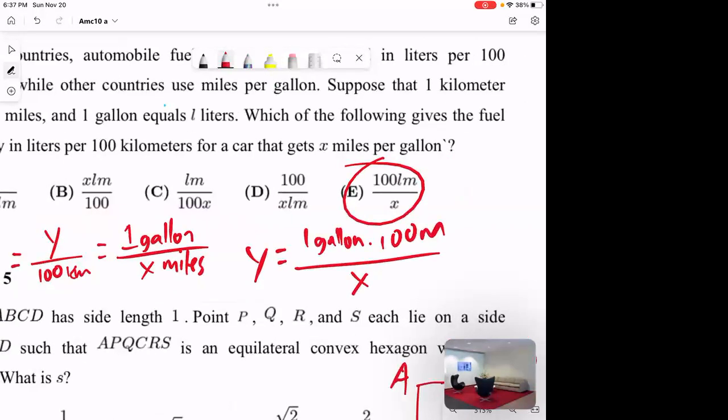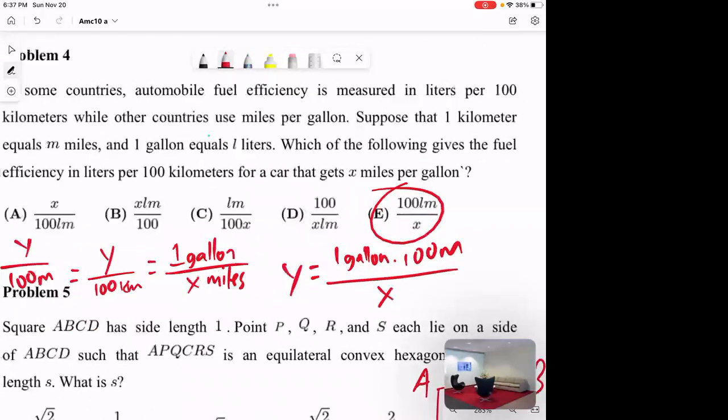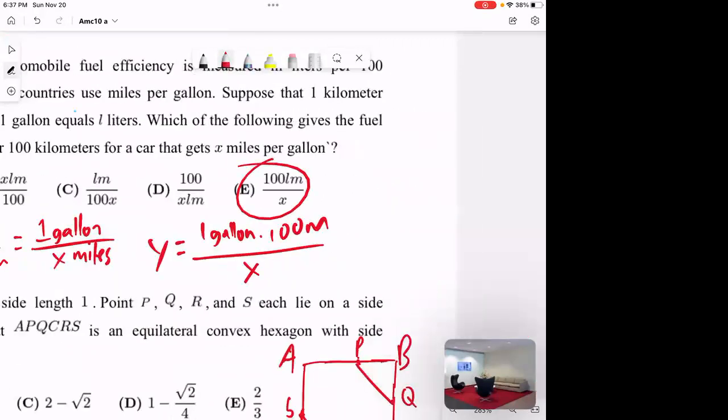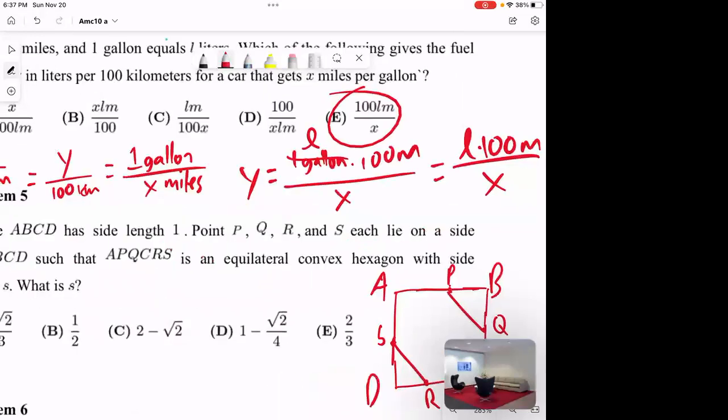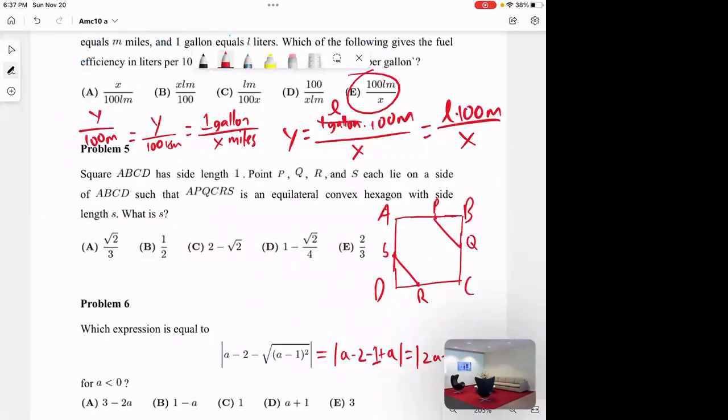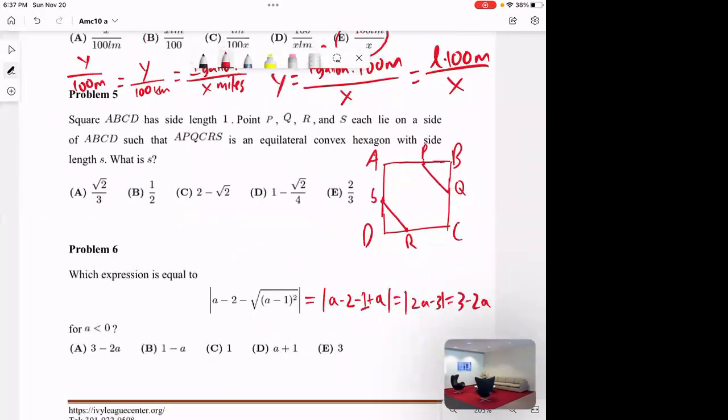Now we also want this in terms of liters instead of gallons, right? 1 gallon is equal to L liters. So we can replace this 1 gallon with liters. So Y is equal to L times 100 M over X, which when rearranged gives us E. So let me know if you have any questions. But yeah, that's number 4, which challenged a lot of people.